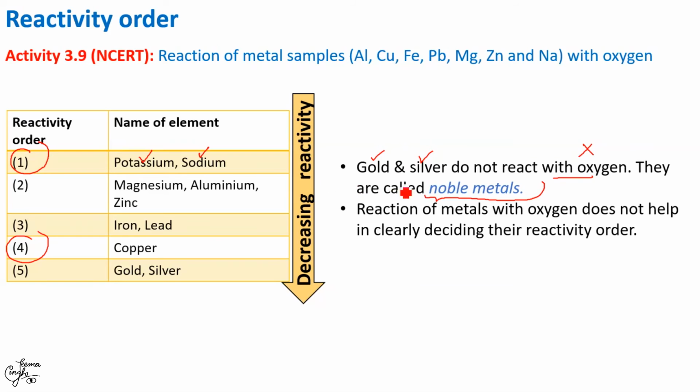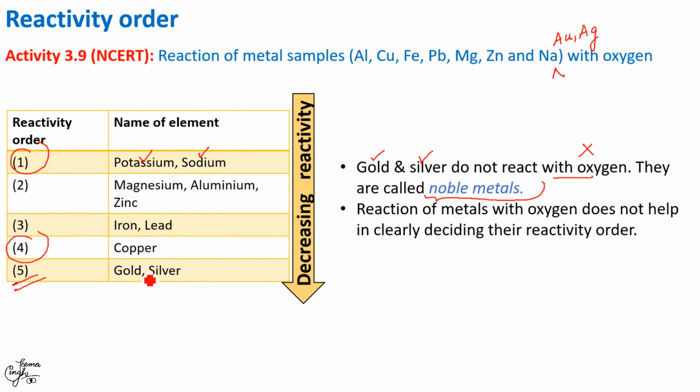Let me add these metals to the list of metals that we took for the activity. So I'm going to place here gold and silver. Obviously, you will not find these metals in your chemistry labs. They are pretty expensive. Hypothetically, we are going to place them in the list. And therefore, we can say gold and silver will occupy the last slot of the reactivity order, the least reactive metals. So, the order of decreasing reactivity finally becomes like this.